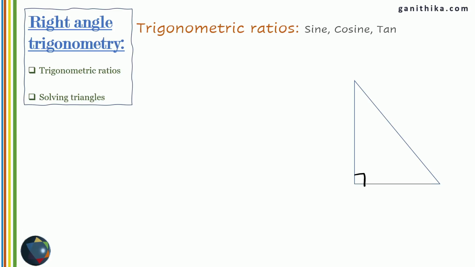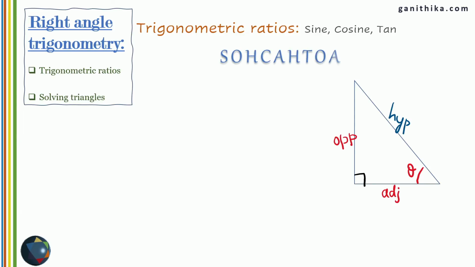So if you have a right angle triangle, you have 3 sides of the triangle, right? And if you consider this angle, for this angle, this side is opposite, this side is adjacent, and this is always the hypotenuse, which is opposite to the right angle of the triangle. In this case, you have to remember the SOHCAHTOA that you learned in your earlier years.